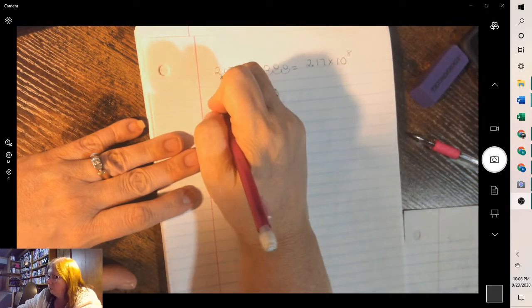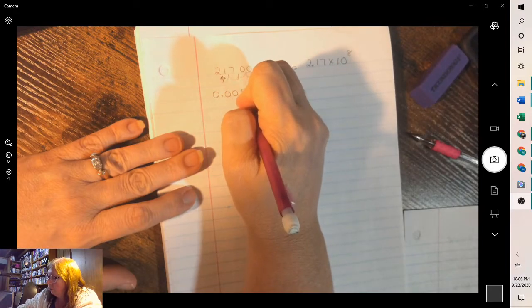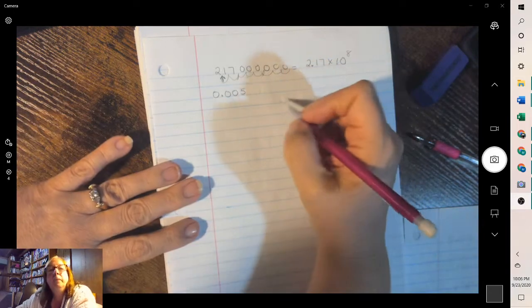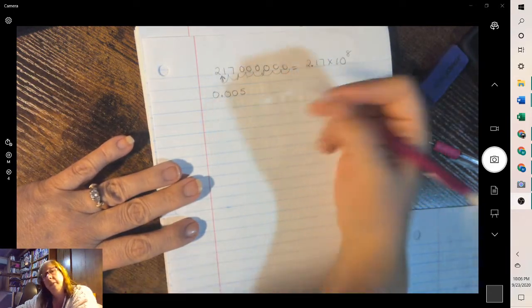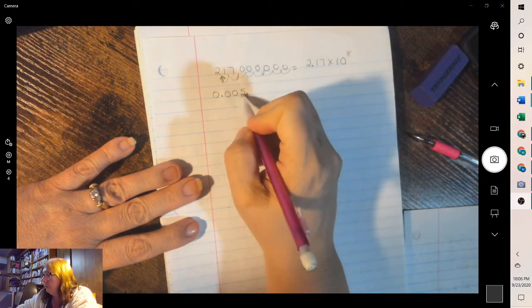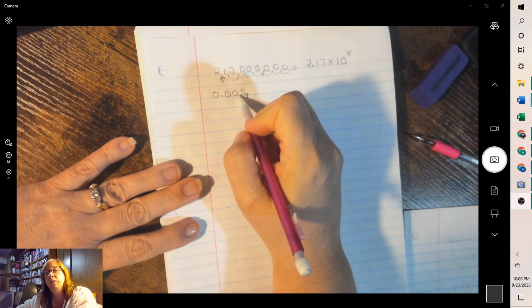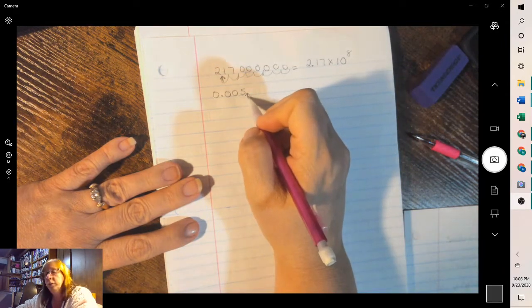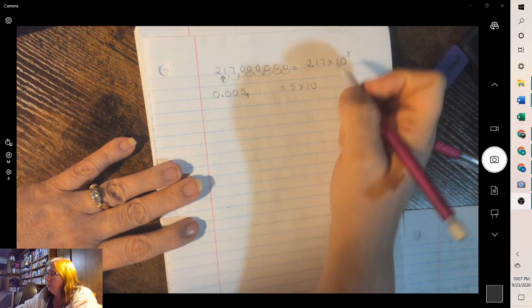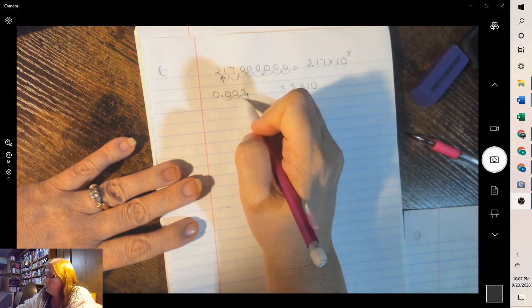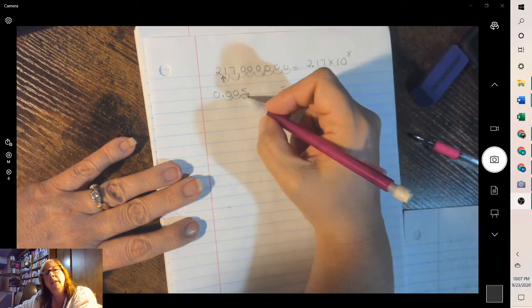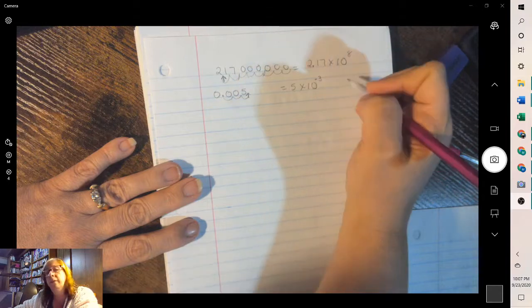Let's do one more. Okay, so if we have 5 hundredths, we want to move the decimal here, because if we move it here, 0.5 is not between 1 and 10. So we need to move it here. So it'll be 5 times 10 to the 1, 2, 3, to the third. And this 5 needs to get smaller, so it will be a negative 3.